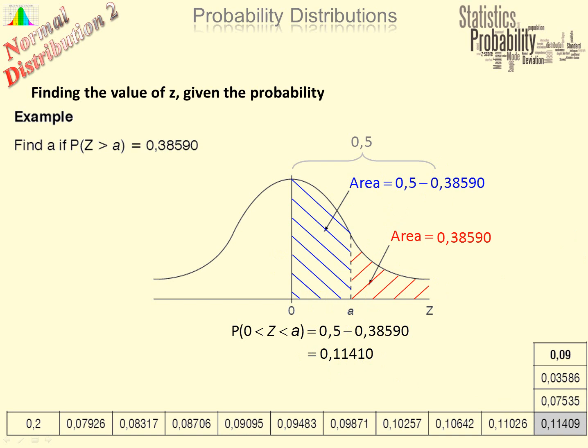So now we're going to go to the tables and look for 0.11409 and see what it corresponds to. 0.29. So A is 0.29.